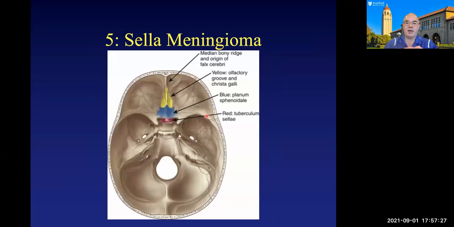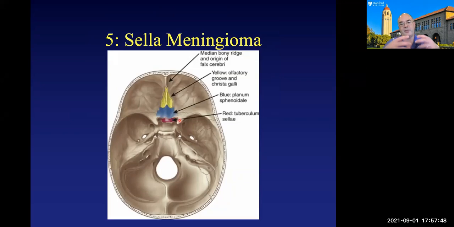The next type of tumor I want to talk about is called a Sella Meningioma. So the Sella, short for Sella turcica, is this region right here. It's almost the exact center of the base of the skull. And in the Sella is where the pituitary gland lives and occupies the space there.